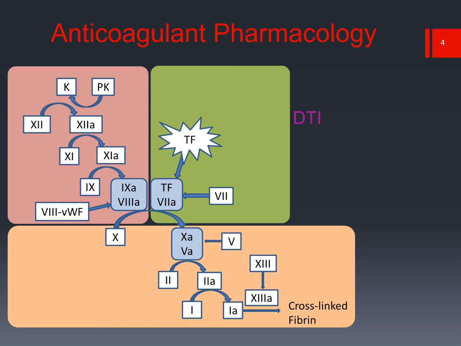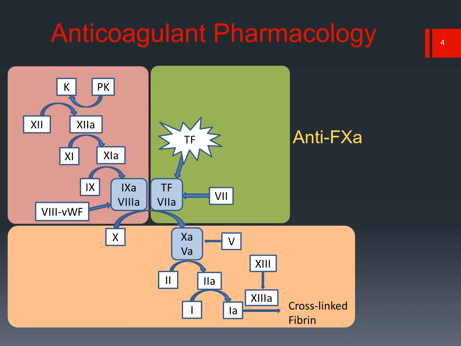We have a direct thrombin inhibitor class. These all work directly against thrombin. So that's pretty easy. If you know the name of the drug and it fits into that DTI class, you know what factor those drugs are affecting directly. So these are direct thrombin inhibitors.